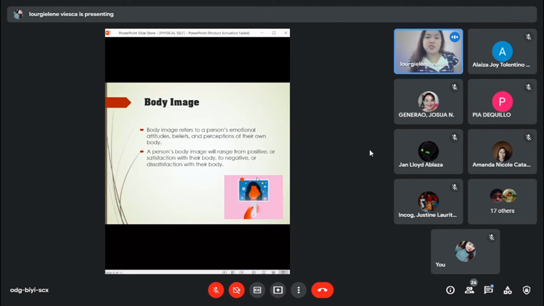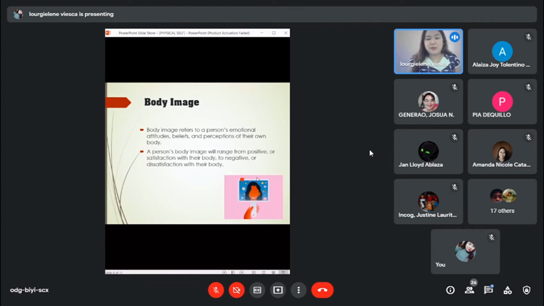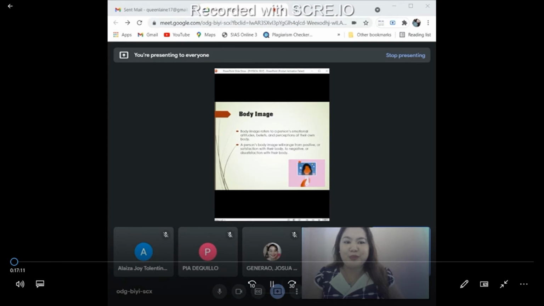But if we turn it into the other side of the coin, dissatisfaction, yes, nagsa-self-compliment ka. Diba? Natatry nyo ba yan? That if you look in the mirror, you're going to say, ay, ang ganda ko talaga, ang swerte talaga ng magiging boyfriend o girlfriend nito. May ganun tayong impact, right? That is a positive way of having a body image. But there is also a negative one.